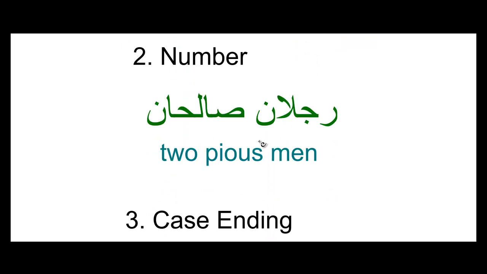Secondly, we have number. If the described word, the subject of our adjective, is singular, then our adjective also has to be singular. If it's dual, then it also has to be dual. And if it's plural, it also has to be plural. We haven't done numbers yet, but just so you know, in Arabic, along with singular and plural, we also have something called dual.